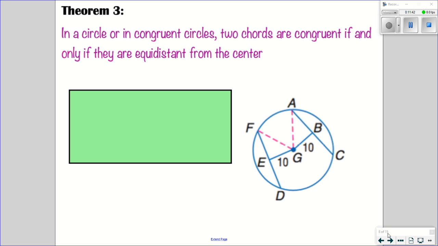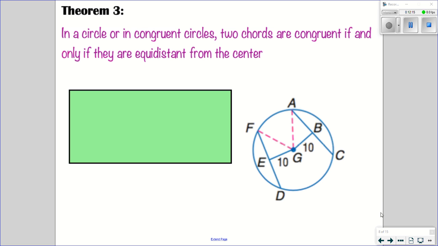The third theorem says that in a circle or in congruent circles, two chords are congruent if and only if they are equidistant from the center. So we have G, which is the center of the circle. We have GE and GB, which are both 10. We have GA and GF, which are radius, because they start from the center and go to touch a point on the circle.